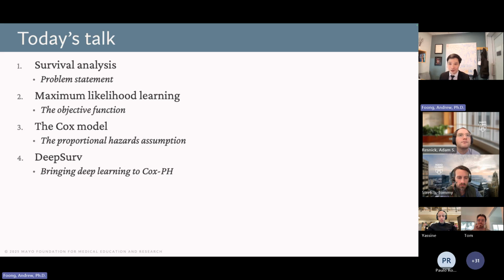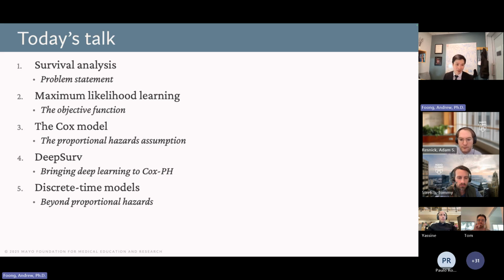Then we'll start moving into deep learning. Probably the first model that married the two kinds of approaches was something called DeepSurv, which is just a deep learning twist on Cox proportional hazards. Then I'll spend a little bit of time talking about discrete time models, which allow you to break the proportional hazards assumption and really make a flexible deep learning approach to survival analysis. And then hopefully we'll have some time for Q&A at the end.